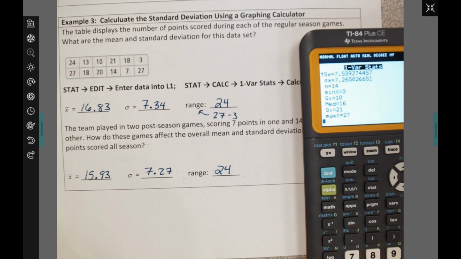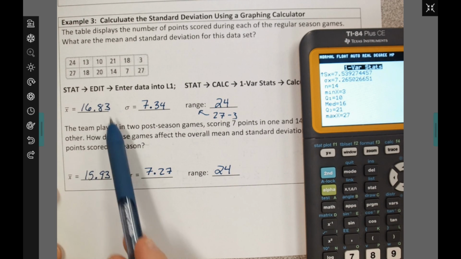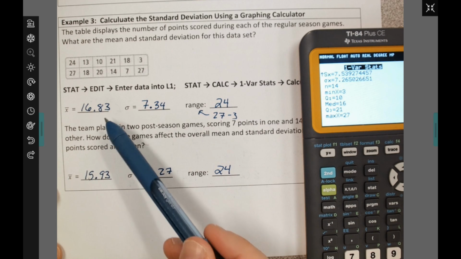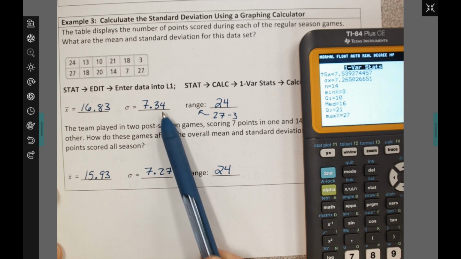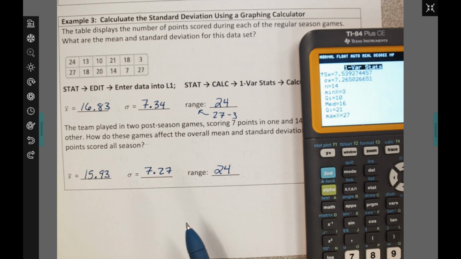So when you look at that, it had the biggest effect on the mean, those 2 data values, because we dropped down almost a full point per game. Standard deviation didn't really have much effect on. It changed it by 0.07. Range didn't affect anything at all.